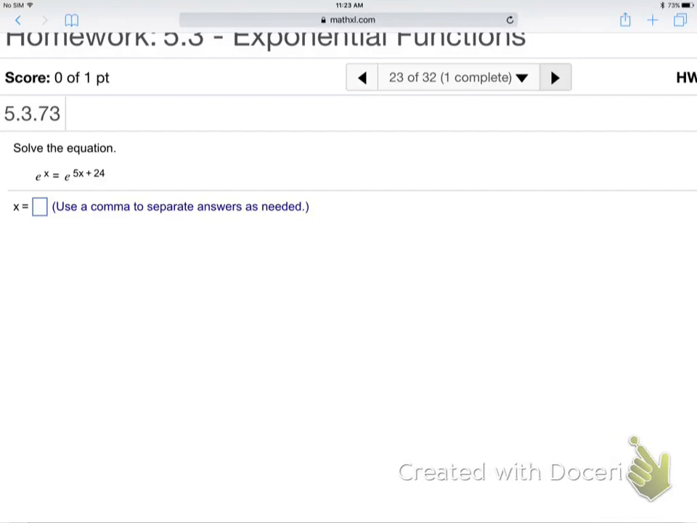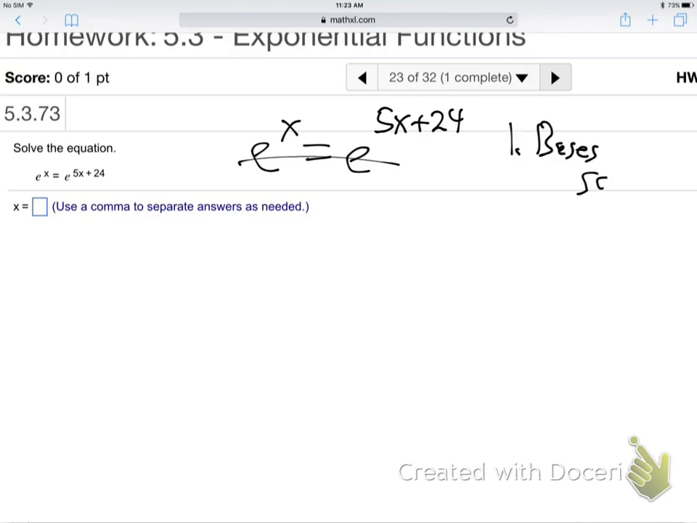So we've got e to the x, and we've got e to the 5x plus 24. Remember, same bases. Who cares what the base is? Just bye-bye base, right? e is just a special number. We don't care. So bases are already the same. Step 1, base is the same. They already gave us same bases, so great. They're out of there. Step 2, powers equal.